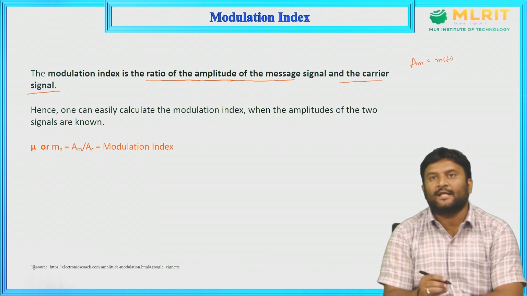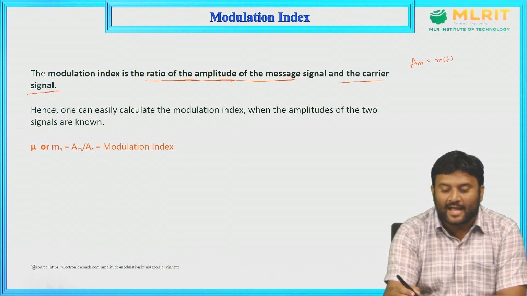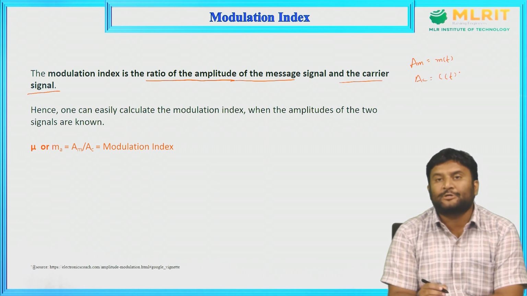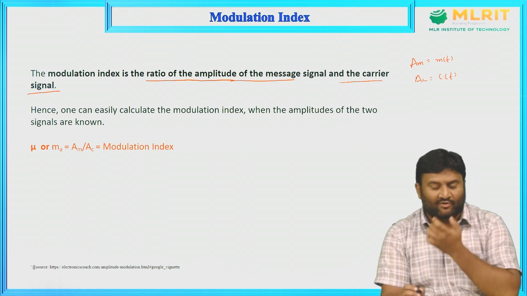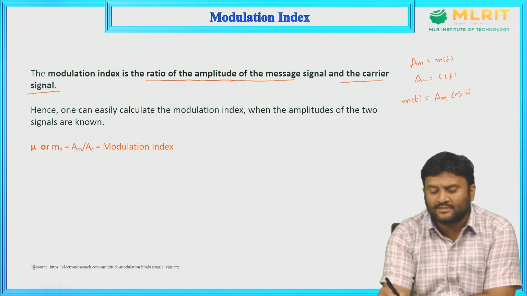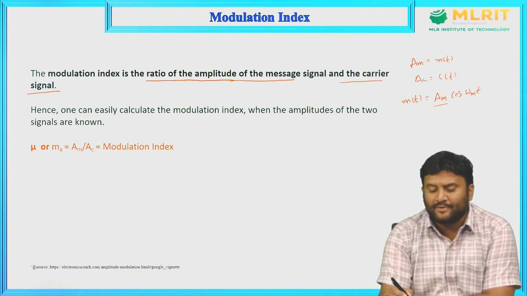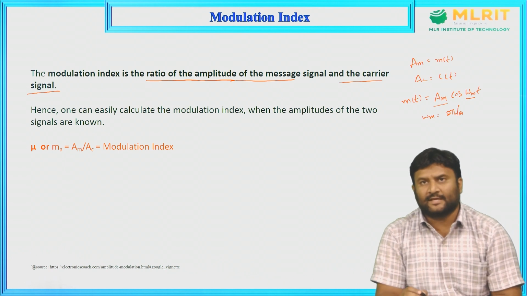of the message signal. Here m(t) is the mathematical representation of the message signal, and the carrier signal amplitude is Ac. This is the maximum amplitude of the carrier signal, and it is c(t). As discussed in the previous class, the message signal is mathematically represented as Am cos(omega m t). Here Am is the amplitude of the message signal, omega m is 2 pi fm, where fm is the frequency of the message signal.